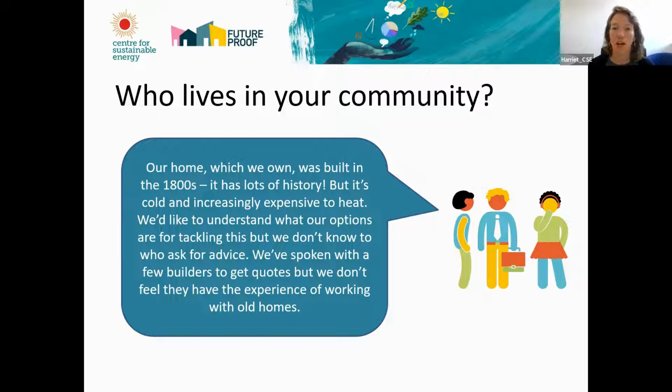And it's difficult with an older home because maybe some of the changes that you want to make are a bit more complicated, especially if the home has any kind of heritage significance. So this household is also saying they've spoken to some builders, but they're a bit worried about whether they have good enough experience working with older buildings. So with this household, it's really thinking, first of all, understanding, do they own their home or do they rent it? Maybe there's funding available for them to make improvements to the home, depending on what the household income is. Maybe there are some local builders or tradespeople that really specialise in working on heritage homes, or maybe there's a local energy advice organisation.